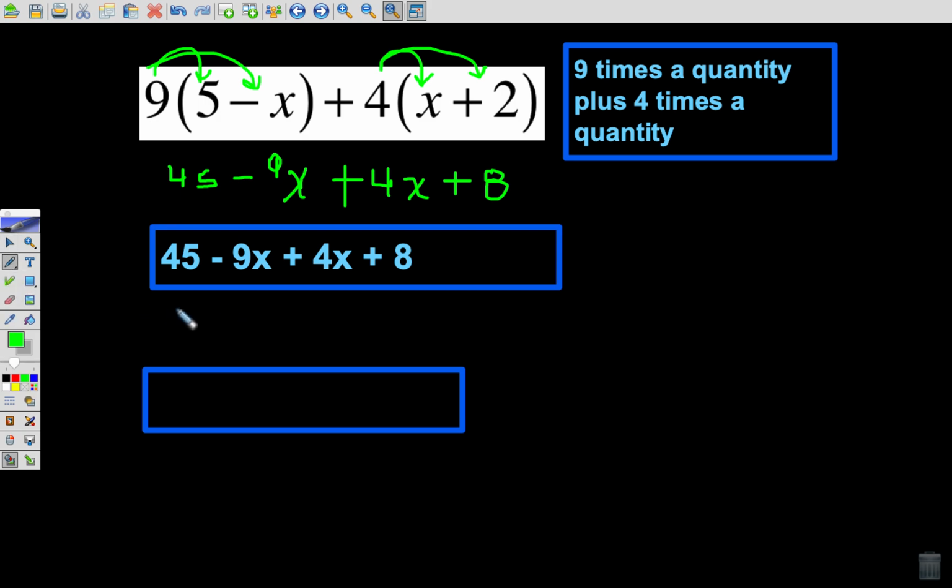Now, we want to combine 45 and plus 8, and we're going to then combine the negative 9x plus 4x. All right, and when we do that, we're going to get 45 plus 8 is 53. Negative 9x plus 4x is negative 5x. Because remember, when you have different signs, you subtract and you take the sign of the higher number, which would be the 9 over the 4, okay?